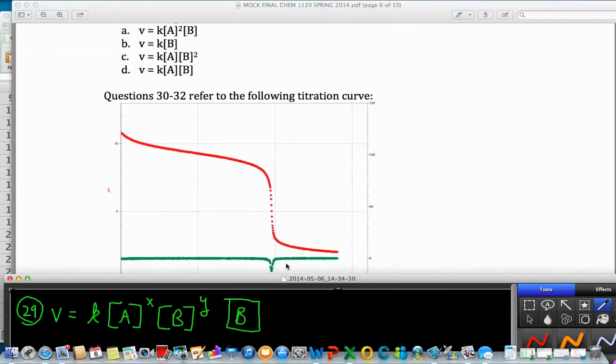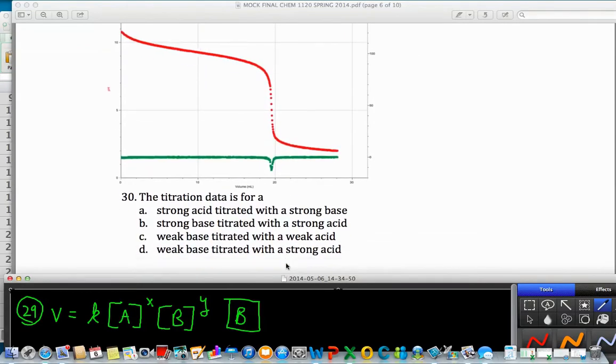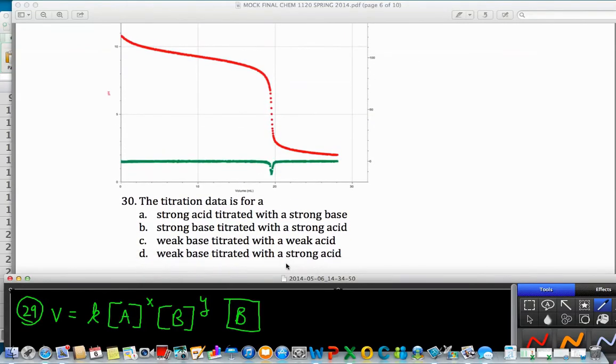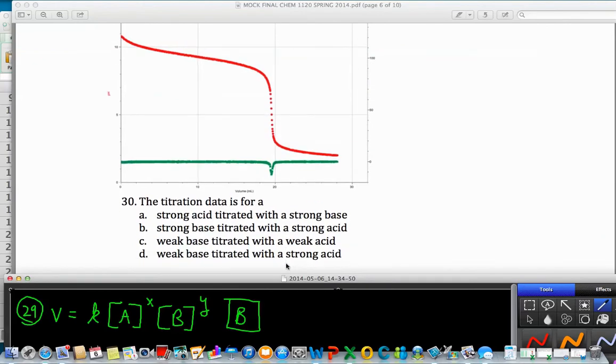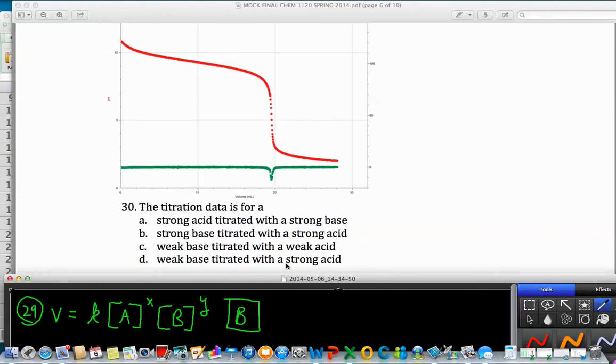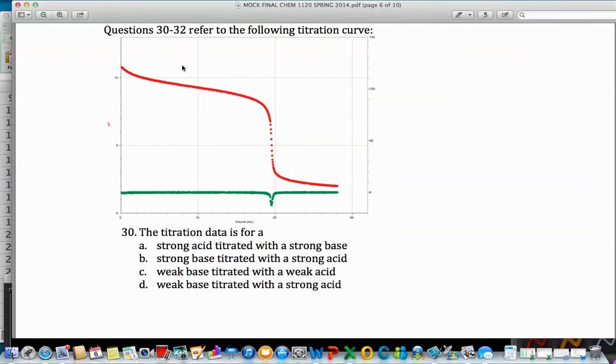All right, let's do 30 through 32, and then I'll pause this particular podcast. If we look at this titration curve, first of all, realize that we're starting with an alkaline solution, so we can get rid of A. And we're starting with an alkaline solution that has a definite buffer region. There's a buffer region right here, so it's got to be a weak base. Also, if you look at the equivalence point, it is acidic. It's around 5, so you must be titrating a weak base with a strong acid. That is going to be answer D.